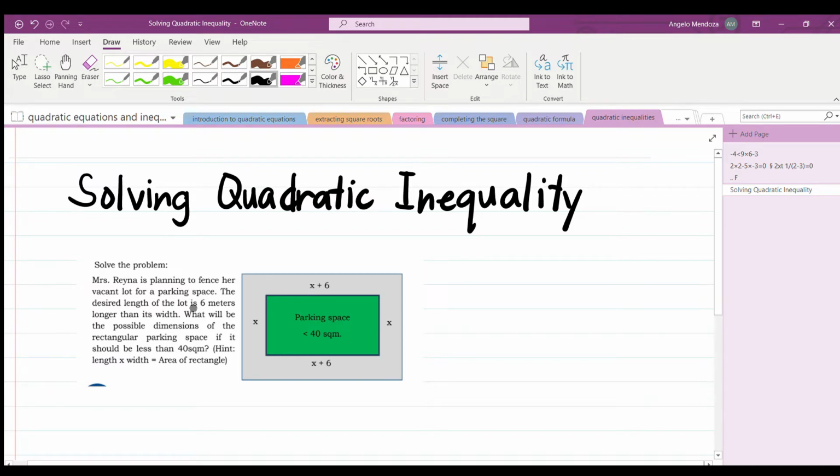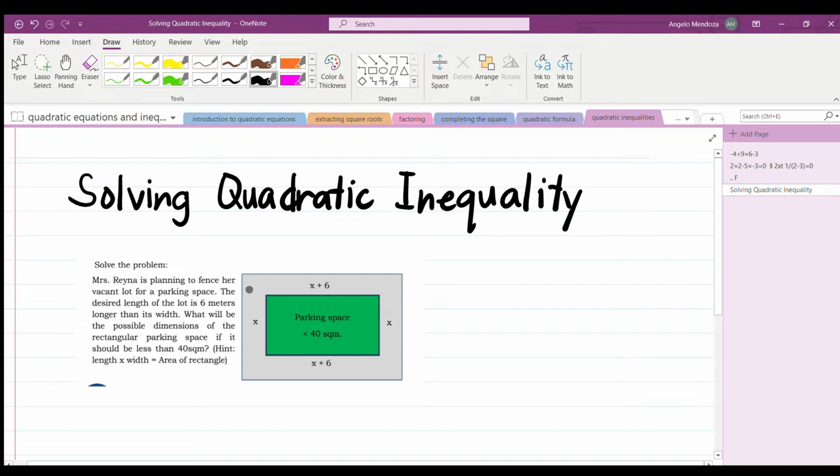Mrs. Reina is planning to fence her vacant lot for a parking space. The desired length of the lot is 6 meters longer than its width. What will be the possible dimensions of the rectangular parking space if it should be less than 40 square meters? There's a hint: length times width is equal to the area of a rectangle.